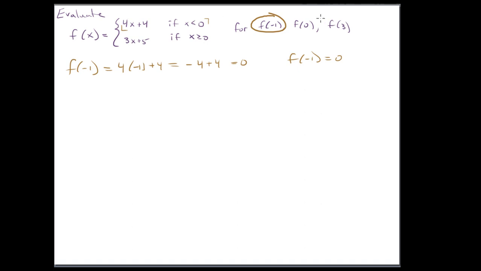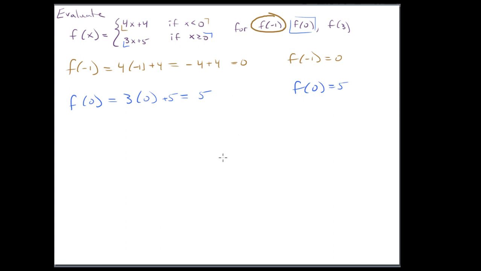Okay, let's take a look at our next case right here, 0. Well, 0 is greater than or equal to 0, so it falls into this second row. So we're going to take a look at f of 0. That'll be 3 times 0 plus 5, which is 5. f of 0 is equal to 5.